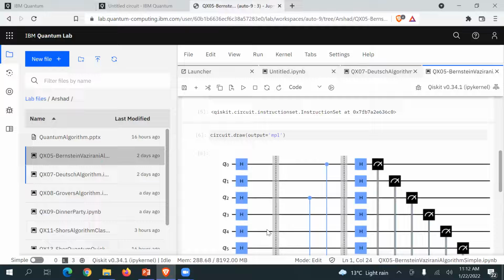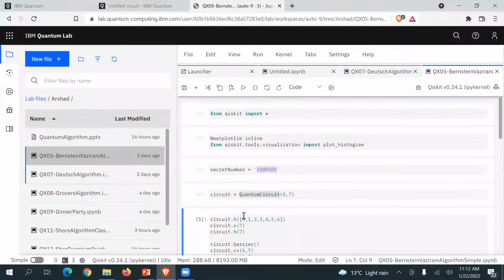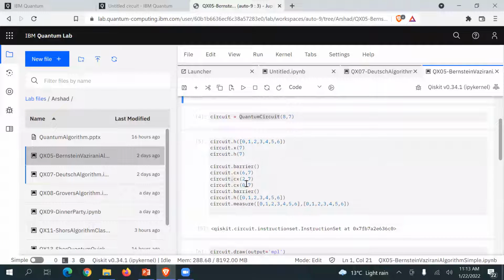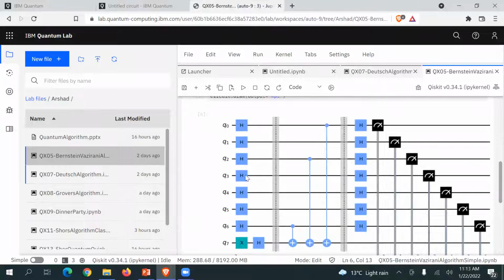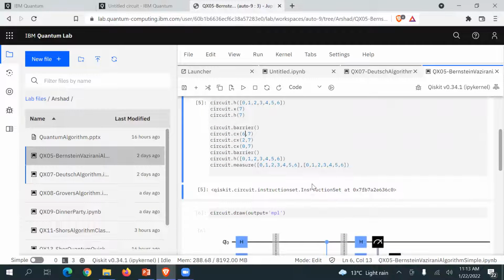Now we put CX gates on the bits where the secret number has 1, that is on qubits 0, 2, and 6, each controlling the last qubit. Whatever bits are 1, we put a CX gate on top of that, then a barrier, and then again apply a Hadamard gate. Now we are just measuring. We measure the 7 qubits and put the result into the classical bits.